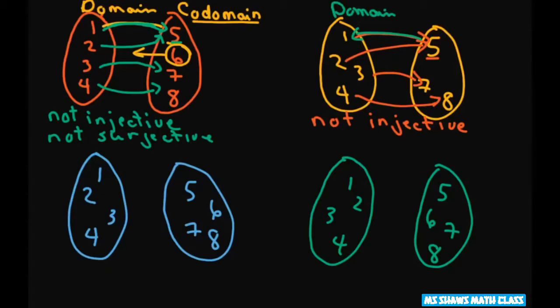It is surjective. And the reason it's surjective is because every element in the codomain maps back to at least one element in the domain. So it is surjective.